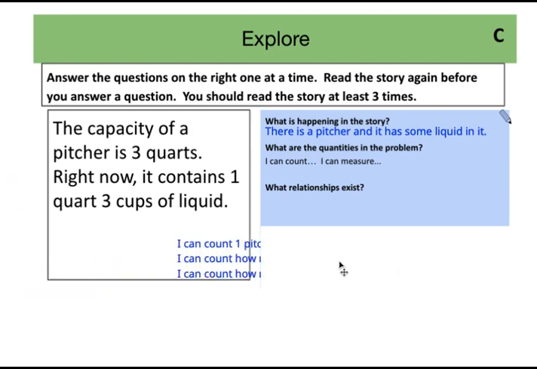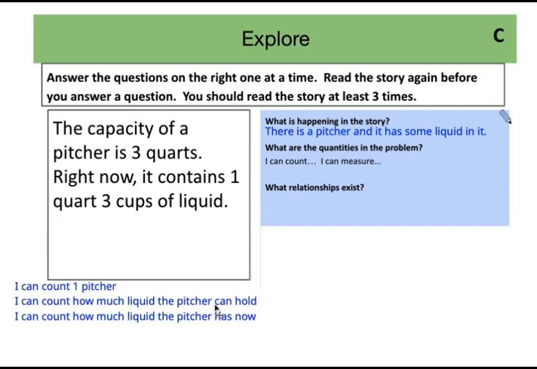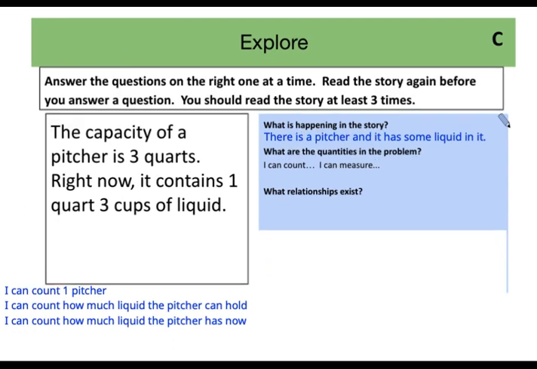So what were the quantities? Right, we can count that there's 1 pitcher, we can count how much liquid the pitcher can hold, right? It can hold those 3 quarts. We can count how much liquid the pitcher has now, right? Right now it has 1 quart and 3 cups of liquid in it. What relationships exist? So we have different units here. We have quarts, we have cups. Maybe in our mind we're also thinking about gallons. So we know that there are 4 quarts in a gallon, right? We also know there are 4 cups in a quart.